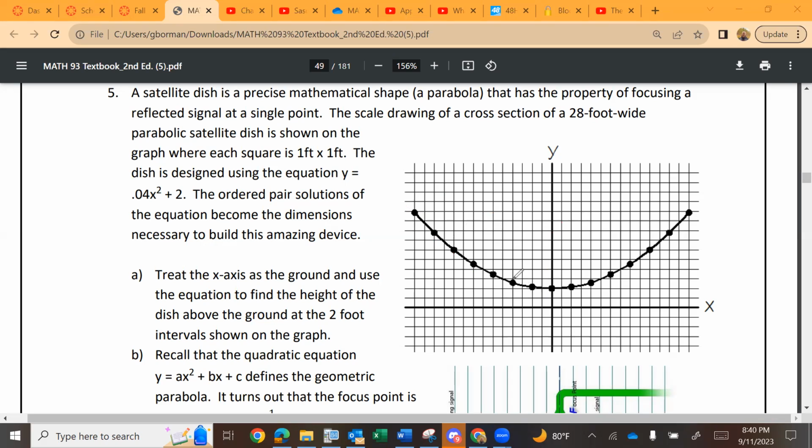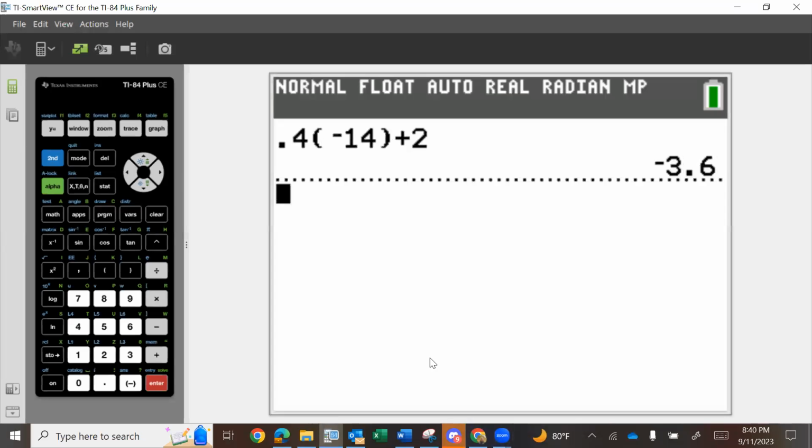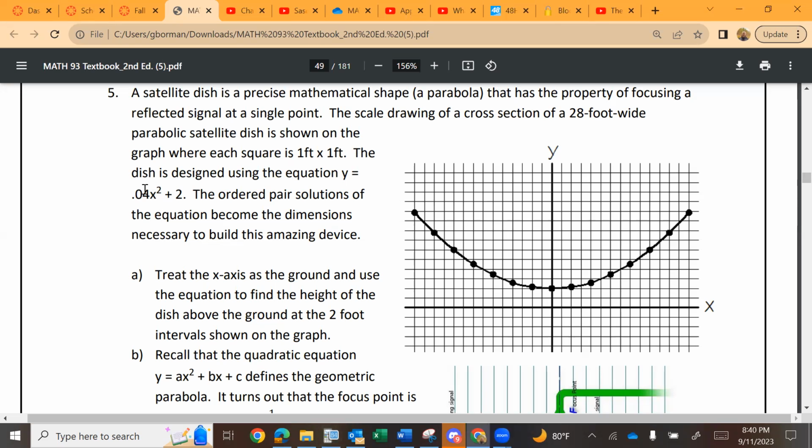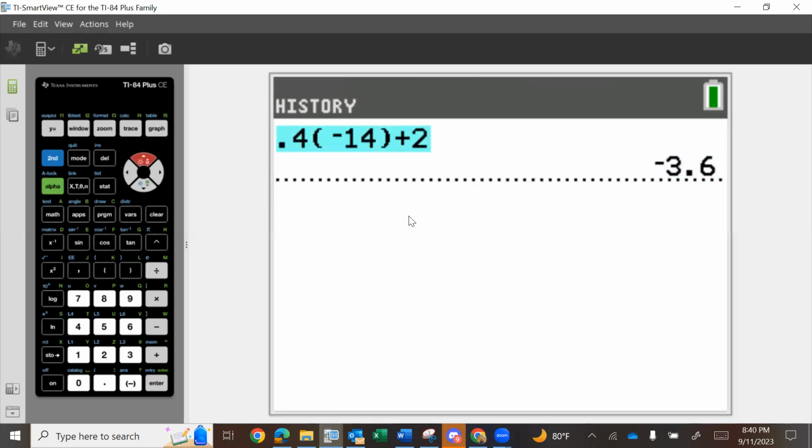Well, we can get the exact answer, so let's take a look. The equation was 0.4 times whatever your x coordinate is, which in this case was -14, and then plus 2. Whoa, that does not work. Let's see, what do we got? Oh, 0.04. I was going to say we should end up with about 10. Okay, let's try that again.